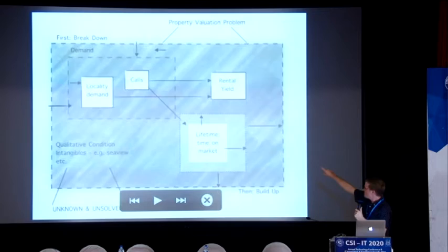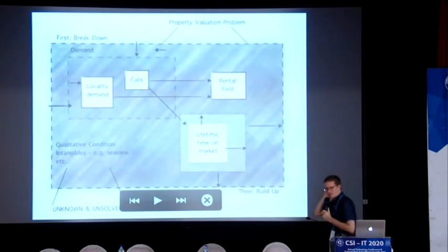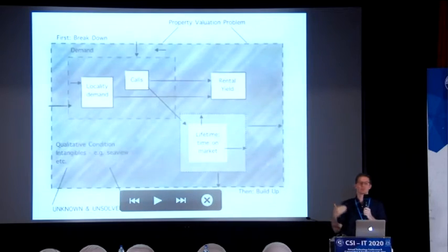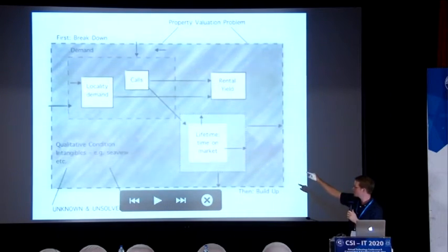So when we're solving the problem, in order to know how much a house is worth, you need to know what people think it's worth. So you need to estimate the demand for that house and the demand for the locality that house is in, right? So we were solving those problems, right?